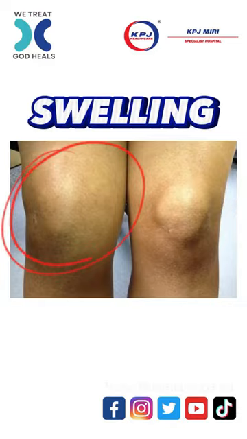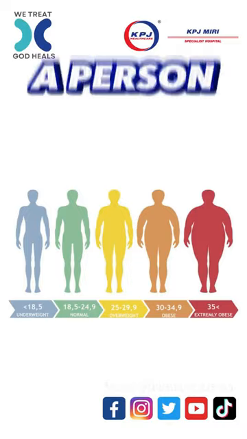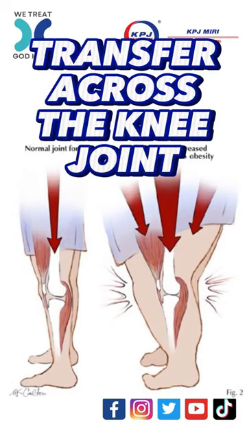What are the risk factors of knee osteoarthritis? Number one, older age. Most commonly it occurs at an older age. Number two, obesity. Obesity predisposes a person to knee joint osteoarthritis because the load transfer across the knee joint is higher compared to normal people.